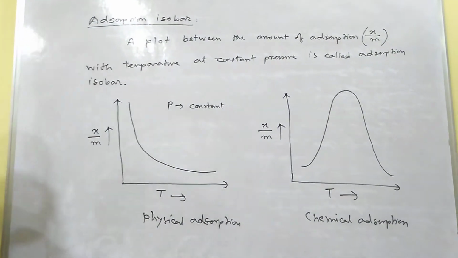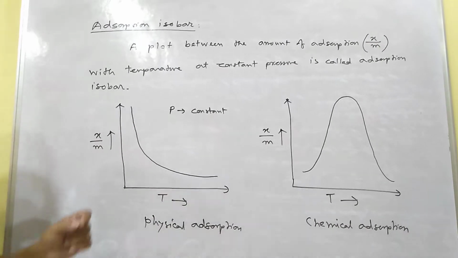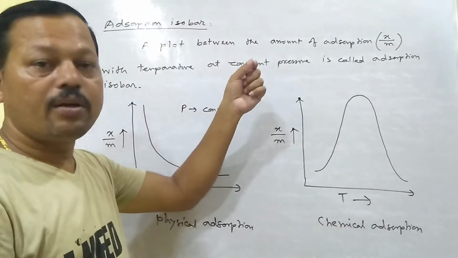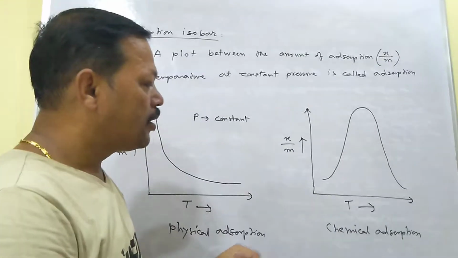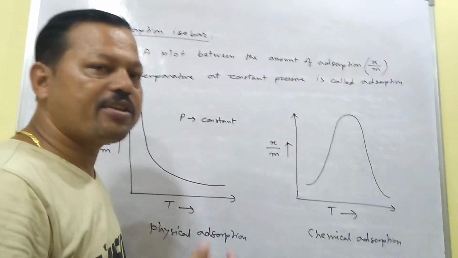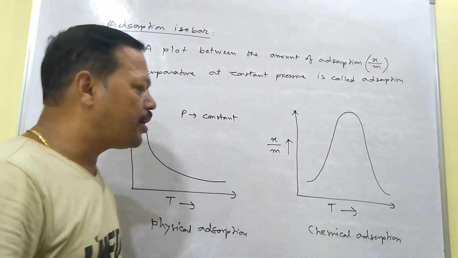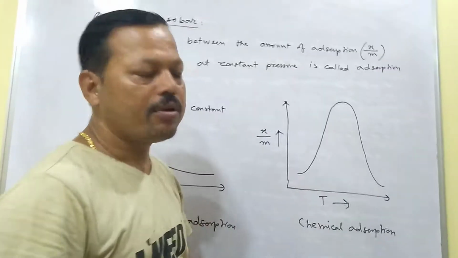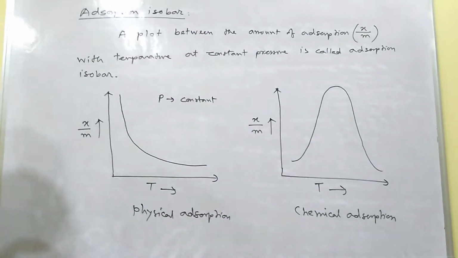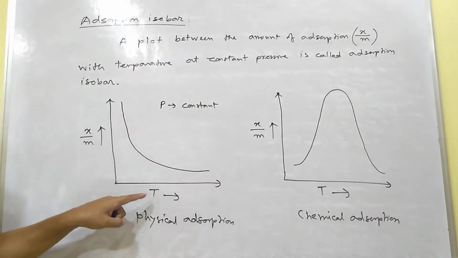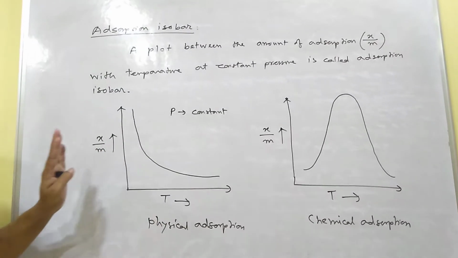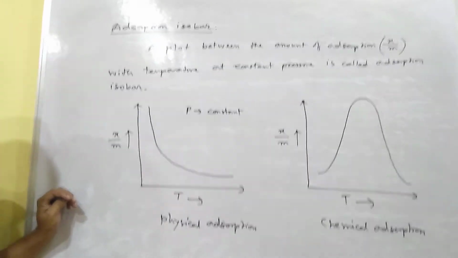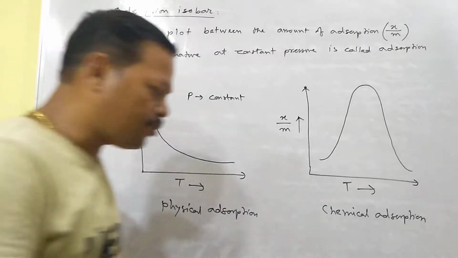Because you know, in chemical adsorption, the force of attraction is very strong. It's like chemical bonding force. So some chemical reaction may take place between the adsorbate and adsorbent molecules. And due to this chemical reaction, as you know, chemical reaction requires activation energy. That is why as the temperature increases, at first it goes on increasing, then it goes on decreasing. So these are the two plots of amount of adsorption versus temperature, and these two plots are different depending on the type of adsorption, whether it is physical or chemical adsorption.